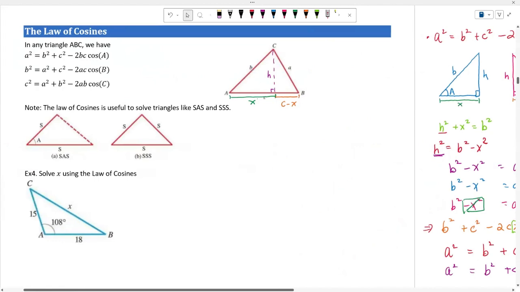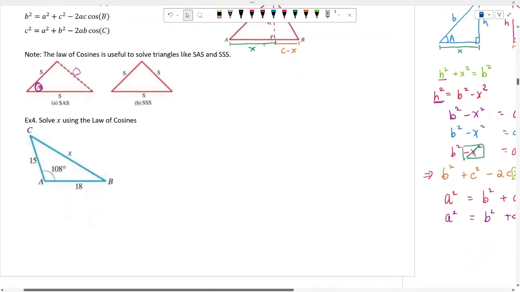The law of cosines is useful to solve triangles like SAS or SSS. The law of sines is not working here because, remember, for the law of sines we need a side and the angle opposite it to work it out. However, SAS and SSS do not have that.